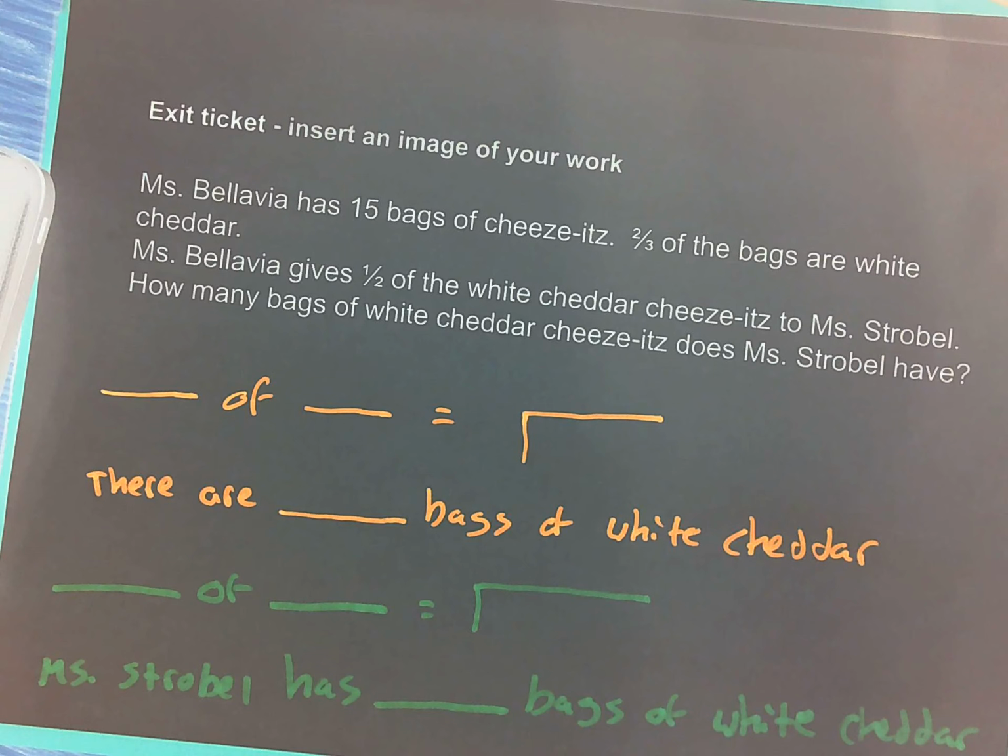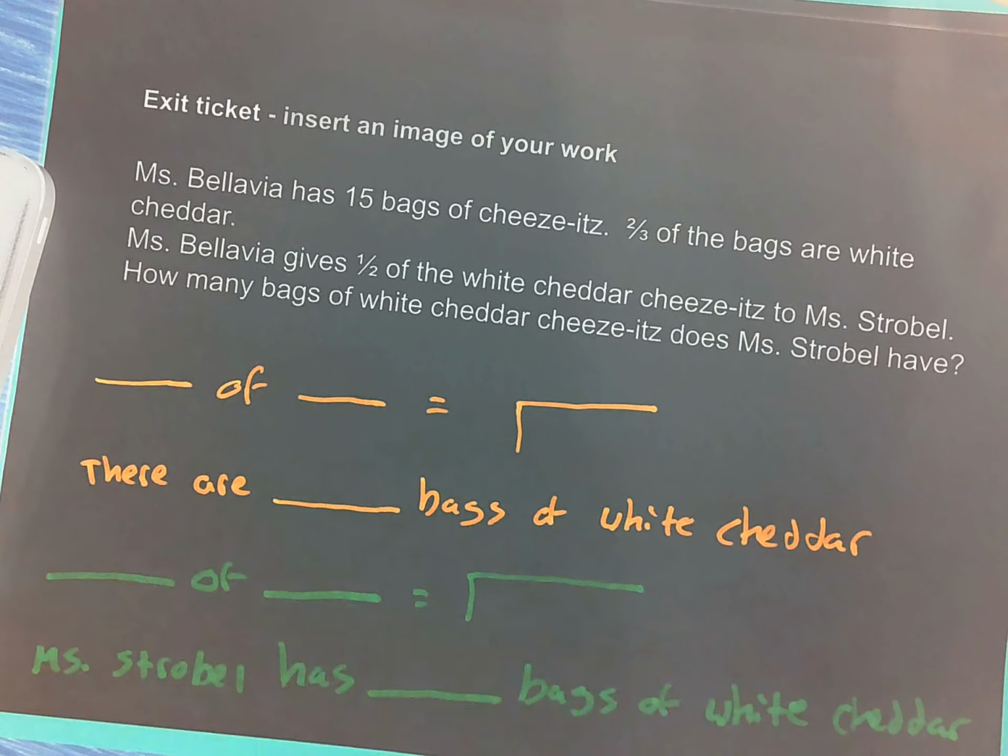Here's our exit ticket. Miss Balavia has 15 bags of Cheez-Its. 2/3 of the bags are white cheddar. Miss Balavia gives 1/2 of the white cheddar Cheez-Its to Miss Strobel. How many bags of white cheddar Cheez-Its does Miss Strobel have?